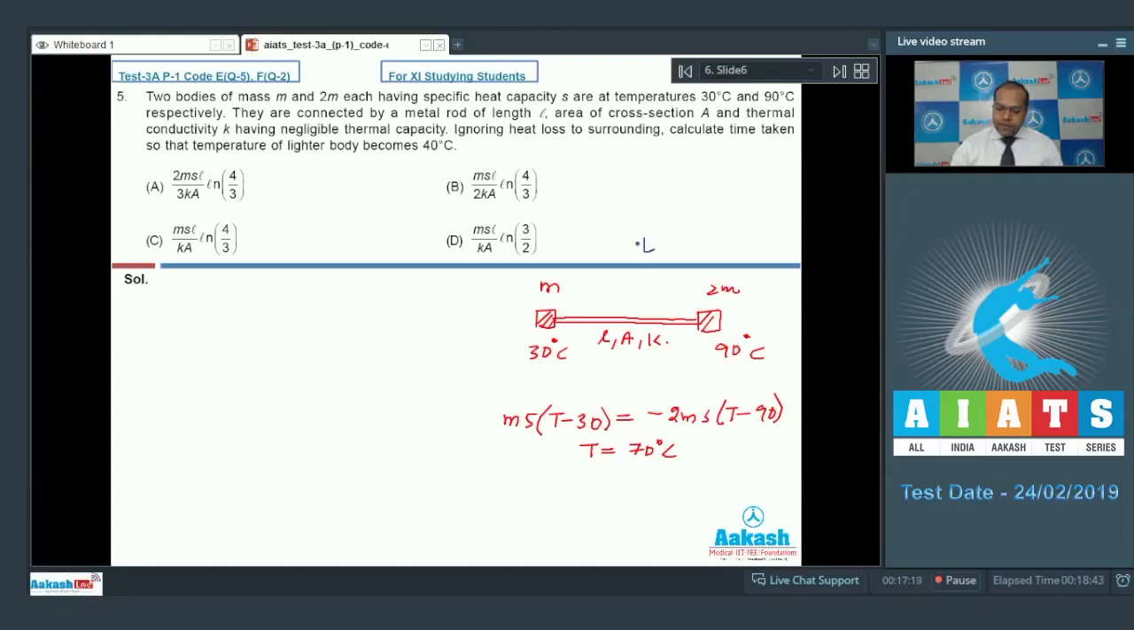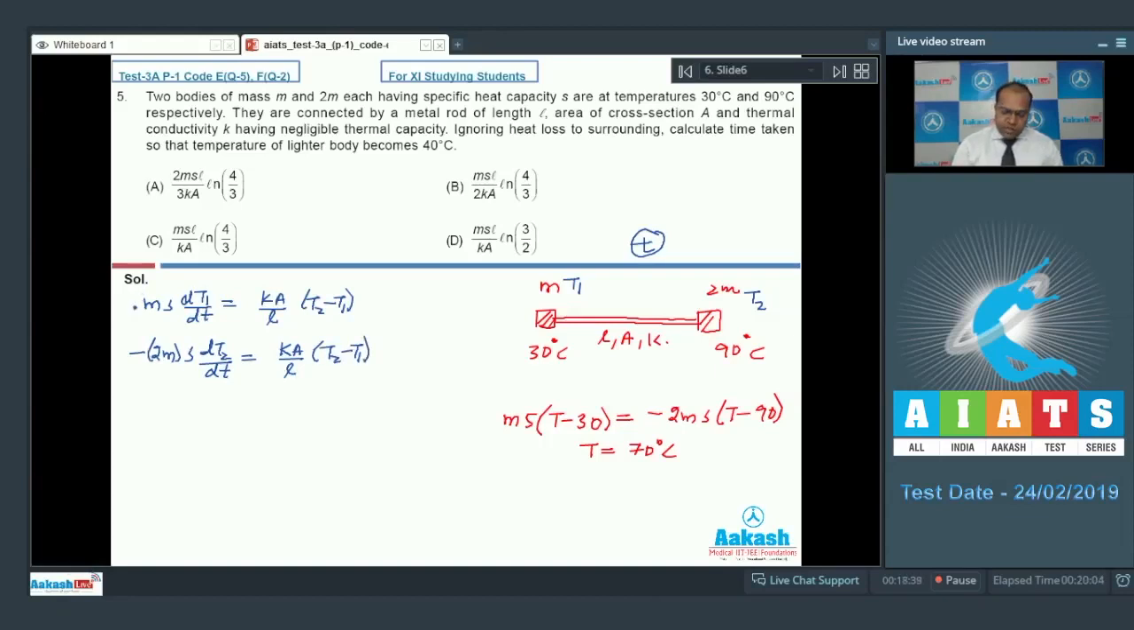So let at any time t, the temperature of this body become T1 and the temperature of this body become T2. At that moment, if I write the equation of rate of heat flow, then I can write m s dT1 by dt is equal to K A by L into (T2 minus T1). And for the second object, if I write the equation, minus 2m s dT2 by dt is equal to K A by L into (T2 minus T1).